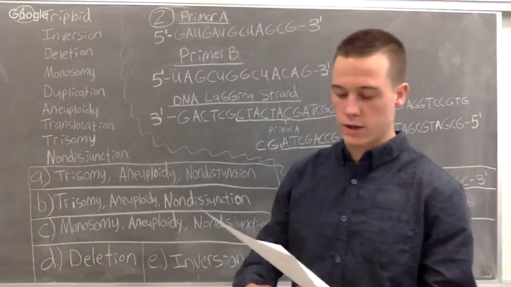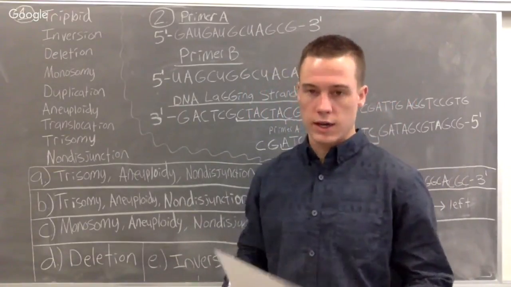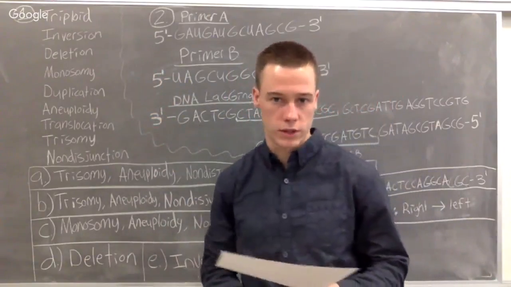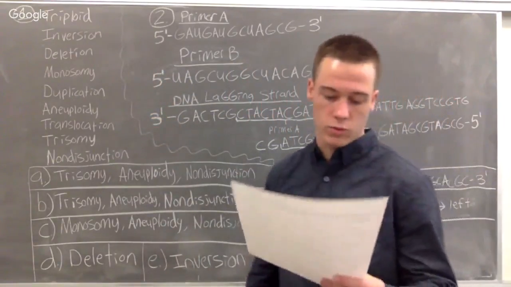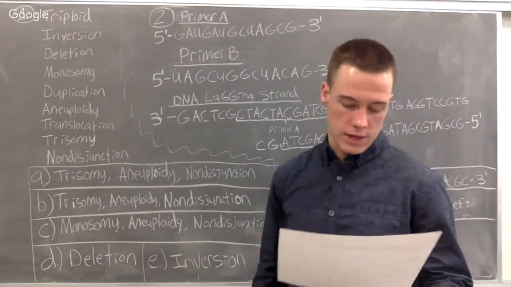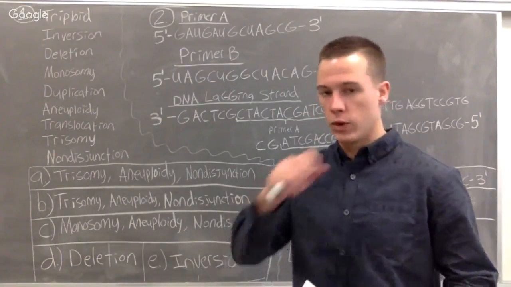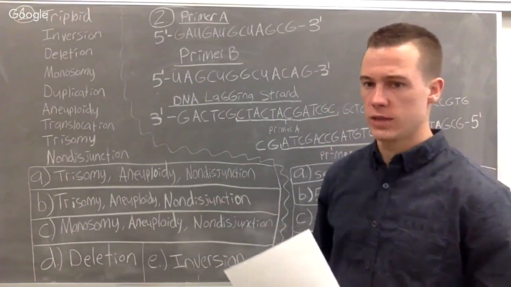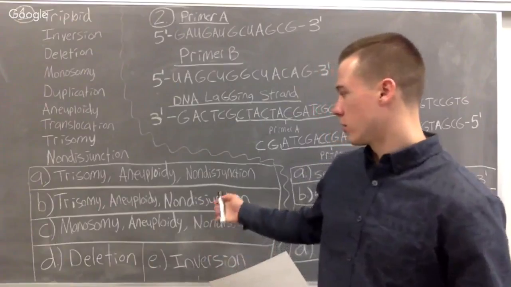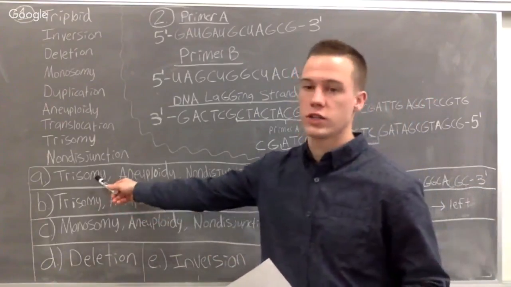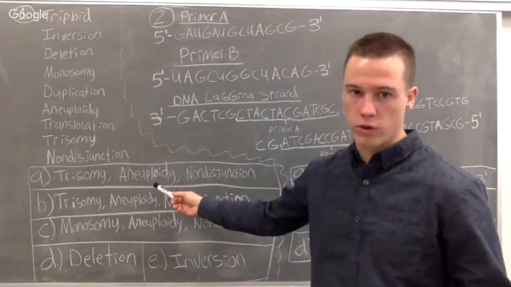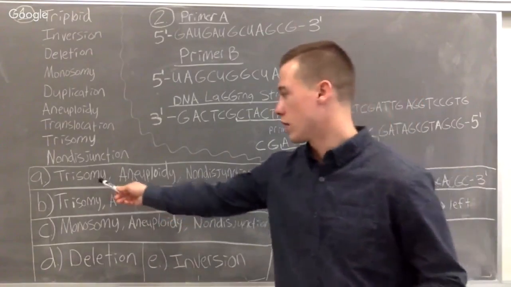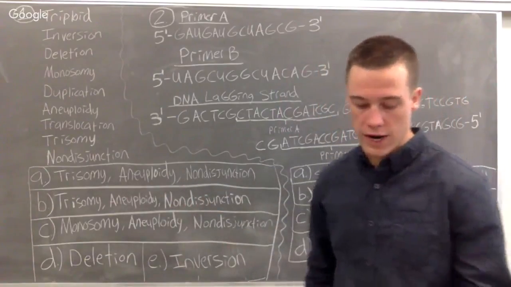Number 1 is talking about specific human diseases, and it gives us a list of terms and wants to know which of these terms is associated with these diseases. Patau syndrome is the first one. I'm not really sure how to say it, but it's when there is an extra copy of chromosome 13, I believe. This happens during meiosis when there's a non-disjunction and it creates trisomy, which you can also call aneuploidy. Aneuploidy is any time when there's not the correct number of chromosomes. So trisomy, aneuploidy, and non-disjunction is for part A.